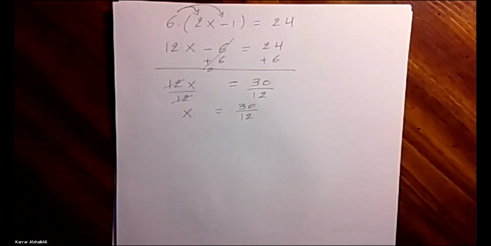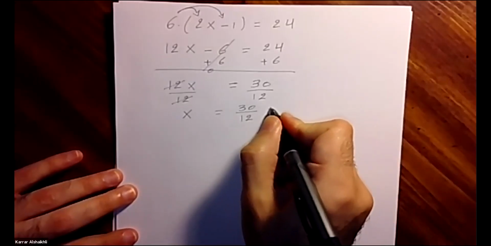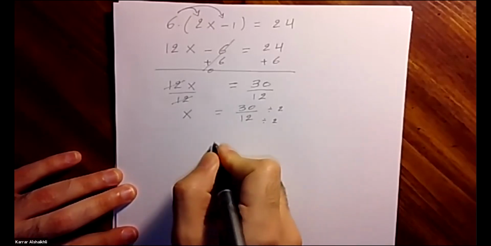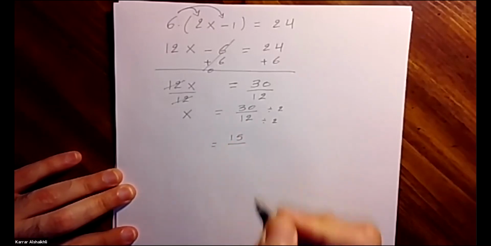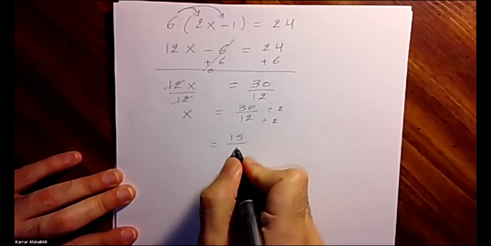So how much is the solution? x equal what? Thirty divided by 12. Can I simplify it? Yes. Divide both sides by what? By 2. Okay, that's good. We're gonna start with 2. Divide by 2 and divide this one by 2. 30 divided by 2 is going to be 15. 12 divided by 2 is going to be 6.